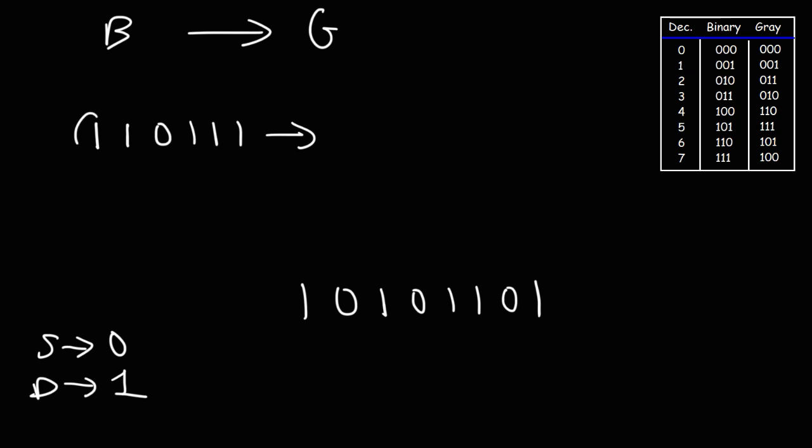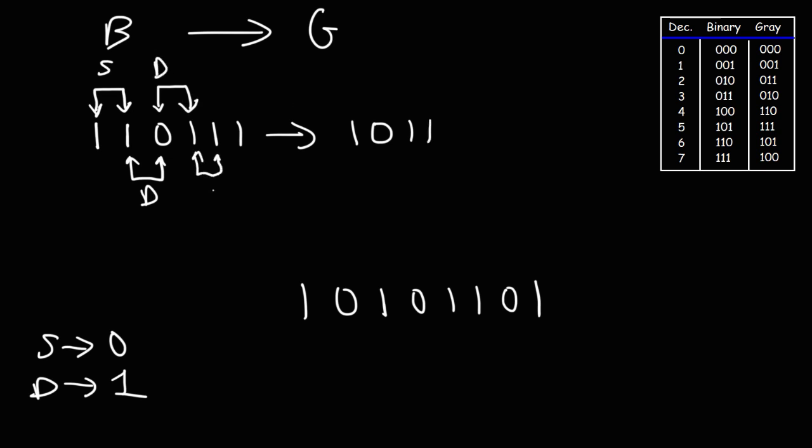So first, let's rewrite the MSB, which is 1, and then let's compare these two. So those two, they're the same, so we're going to put a 0 for that. These two, they're different, so we're going to put 1. These two are different, so 1. Those two are the same, so that's 0. And these two are the same, so that's going to be a 0. So the answer for the first practice problem is 1, 0, 1, 1, 0, 0.